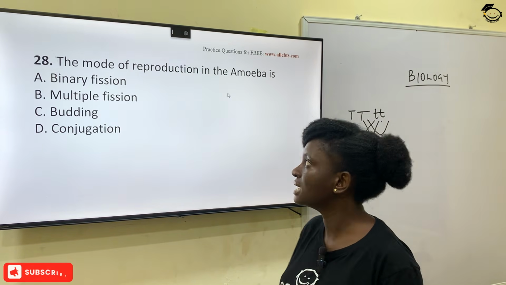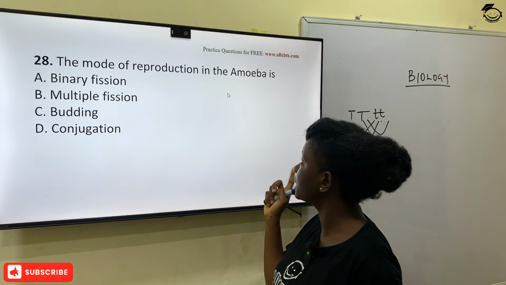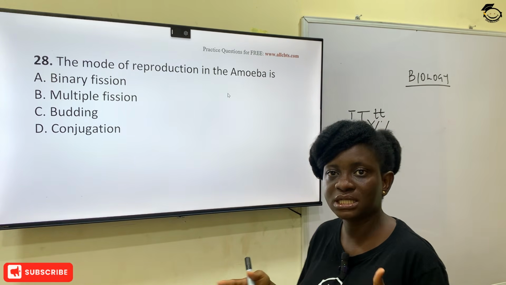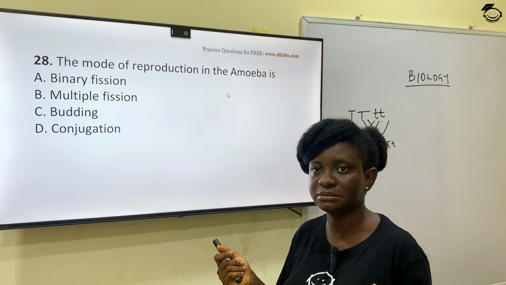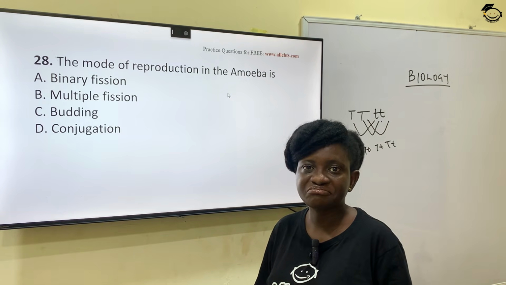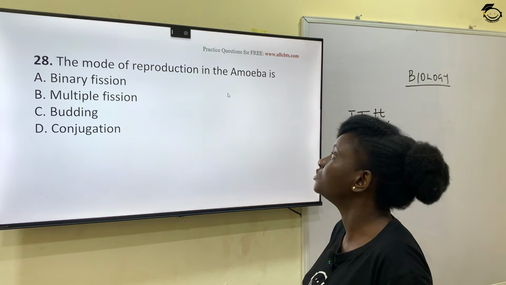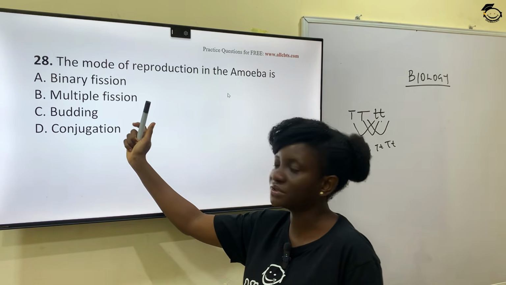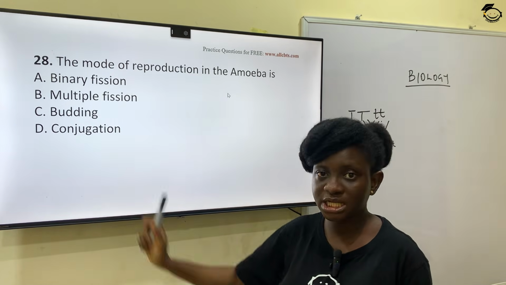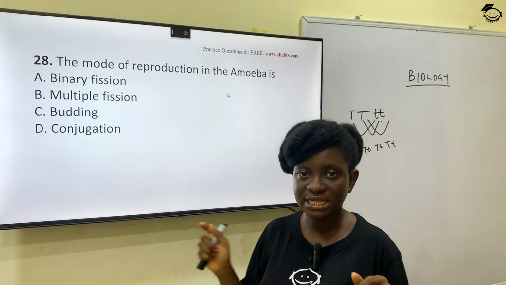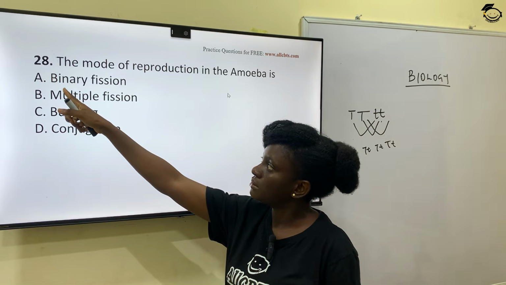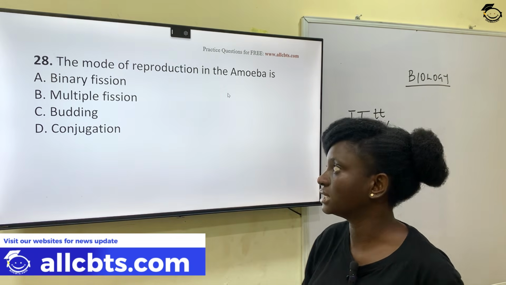Question 28. The mode of reproduction in amoeba is, in amoeba, it involves binary cell division, producing the same offspring. So A, binary fission, B, multiple fission, C, budding. So the mode of reproduction in amoeba is binary division of cells, binary fission. Option A is the correct answer.